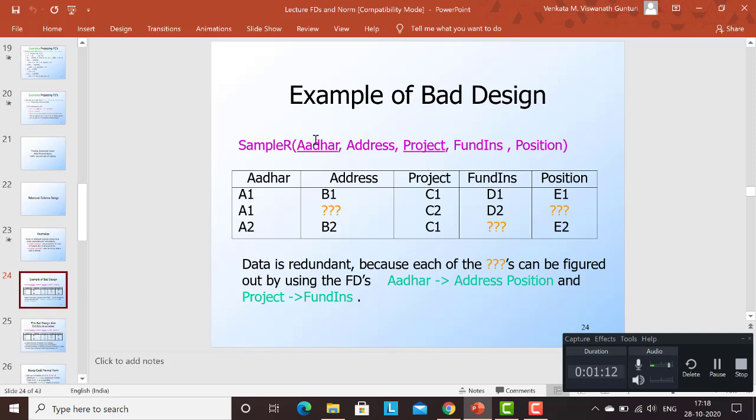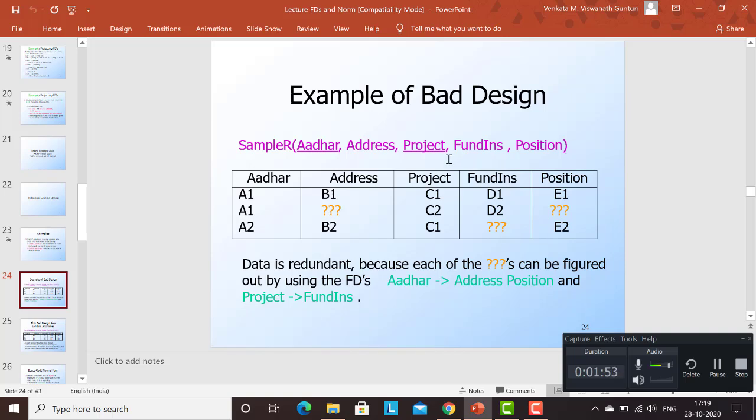So this is a sample relation. I just made it up to look like a bad relation so that we can argue why decomposition is needed. In this particular relation, you have the Aadhaar number of the faculty, his address, the project that he is working on, the funding institution that funded this particular project, and then what is his position. Is he assistant professor, associate professor, or full professor, whatever it may be.